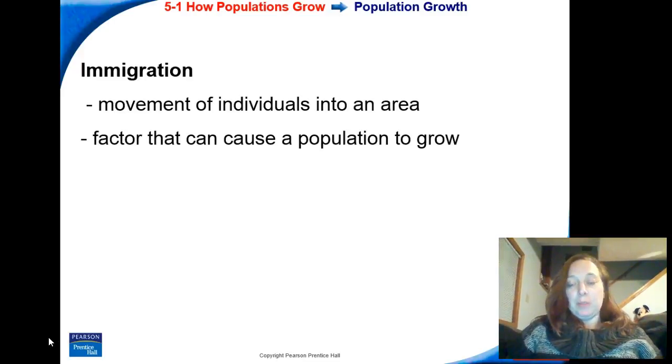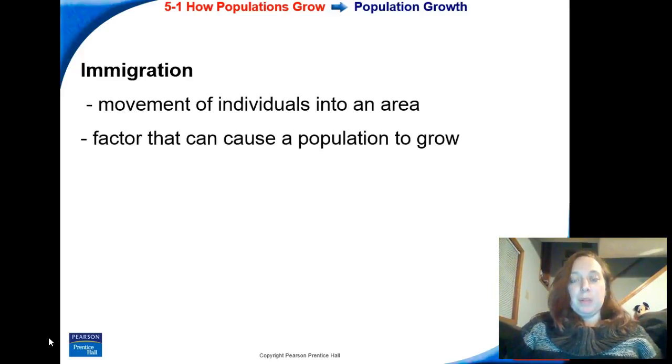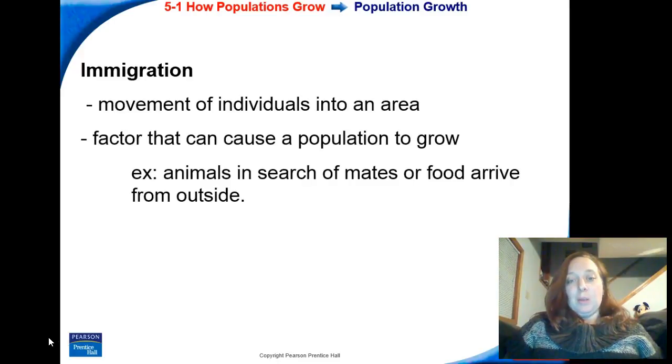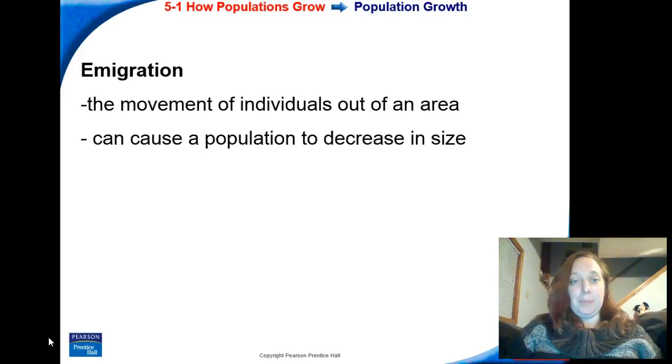Okay, immigration comes into factor as well. How many organisms come into the area? How many members of that species are coming into the population? So those that move into the area is called immigration. So when we talk about immigration, what are the reasons that organisms would come? Well, organisms are always looking for food and they're always looking for mates. So they're looking for resources just like anything else. So immigration is caused by trying to find resources that they need.